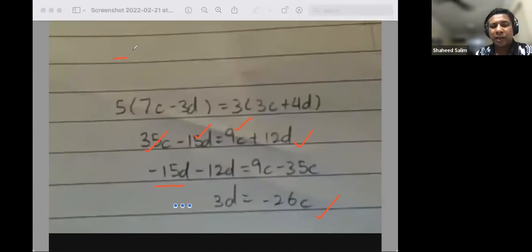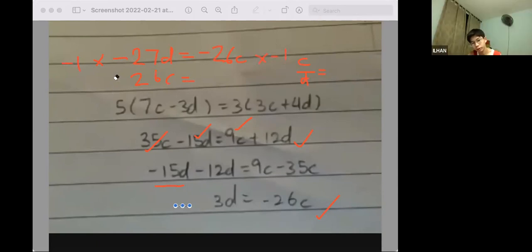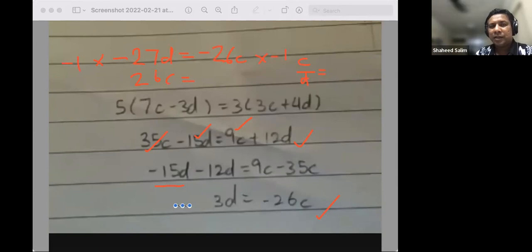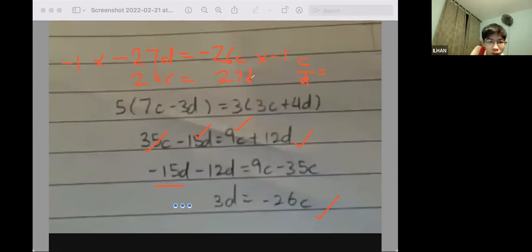You already say that negative 27D is equals to negative 26C. So you want it to be C over D equals to something. So I'm going to change the position now. Negative 26C equals to, can I just times by negative 1 on both sides, so the minus sign disappears? So now it becomes 26C equals to 27D. So far, okay?